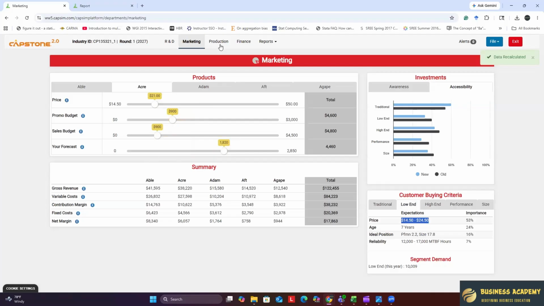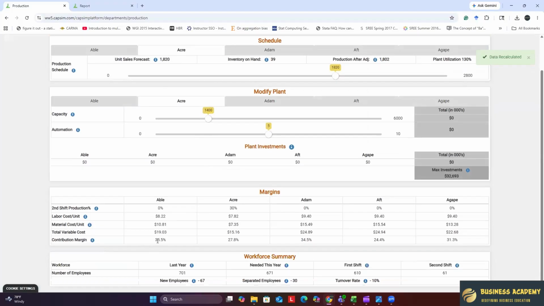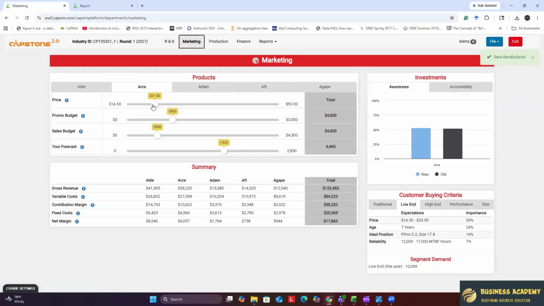So let me see how much my contribution margin is right now for Acre, the low-end product. It is 27.8%. So I am unwilling to sell it at such a low price. So I need to increase my price, and the maximum I can charge is $24.50. But the customer is extremely price sensitive, so I will be very cautious when I'm approaching this. Okay, so now I've said that I'm going to charge $24 for this particular product.